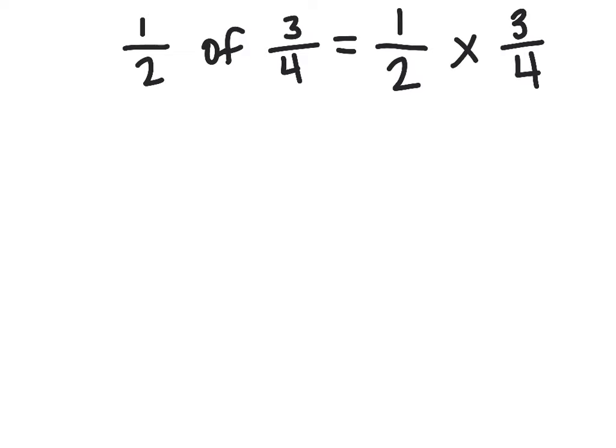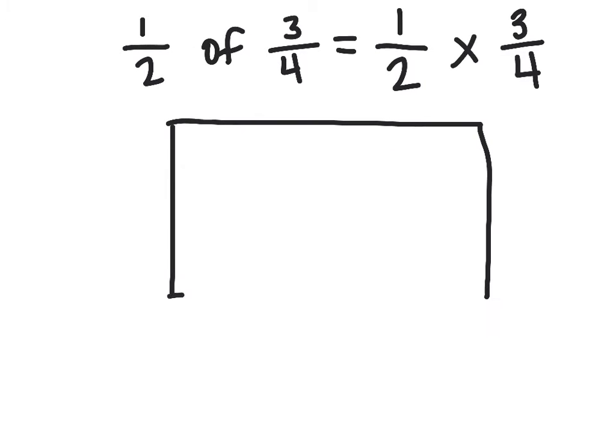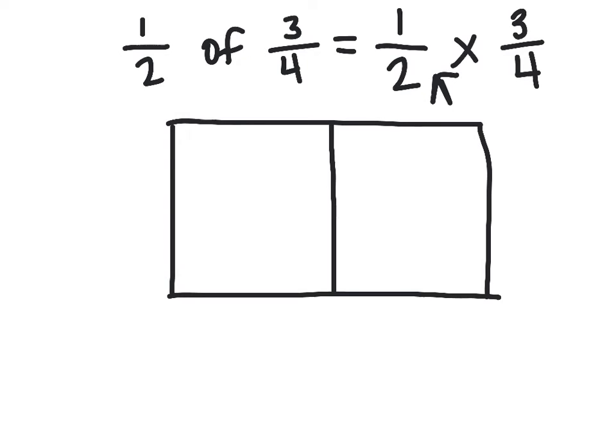So what you're going to do first is draw a rectangle. This is going to be your area model. And because our first fraction is 1/2, we're going to cut this rectangle into halves. So if we draw a line right there, we can see that we have 2 halves. Because our fraction is 1/2, we're going to shade in 1/2.